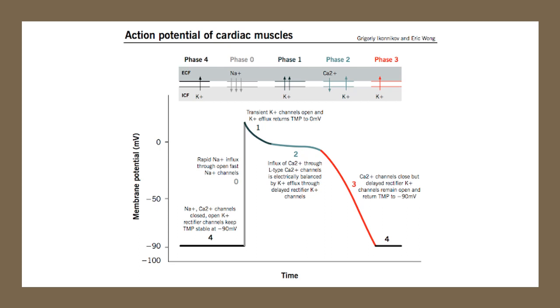The voltage-gated calcium channels will close, which will allow potassium to continue to repolarize the cell. The voltage-gated potassium channels will close, but the rectifying potassium channels will allow potassium in, as calcium and sodium are removed from the cell. This allows the cell to reach phase 4, resting potential.